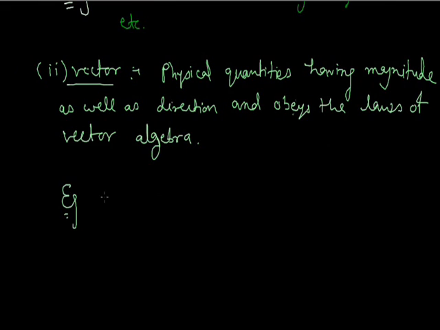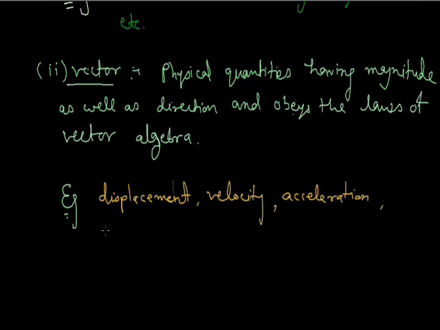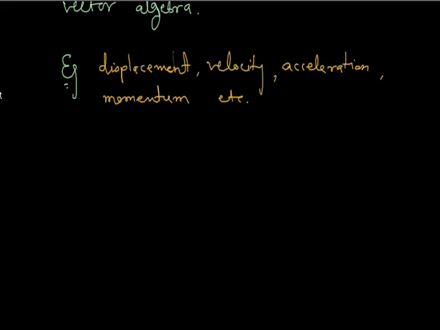Example, you can take displacement, velocity, acceleration, momentum, etc. All are vectors. Now we can take the representation of a vector. How can we represent a vector?